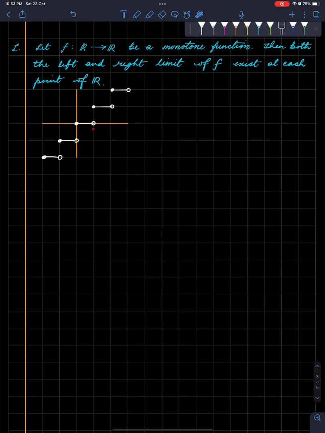But what about this point? Here the right limit is 1, but the left limit is 0. So the left and right limits can be different. That's the point. I'll also draw one more example, but let me start the proof. Without loss of generality, assume that f is increasing.